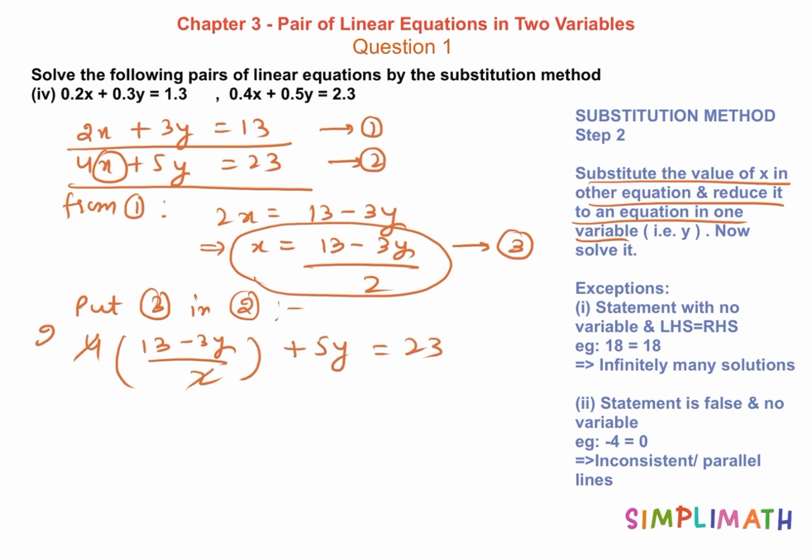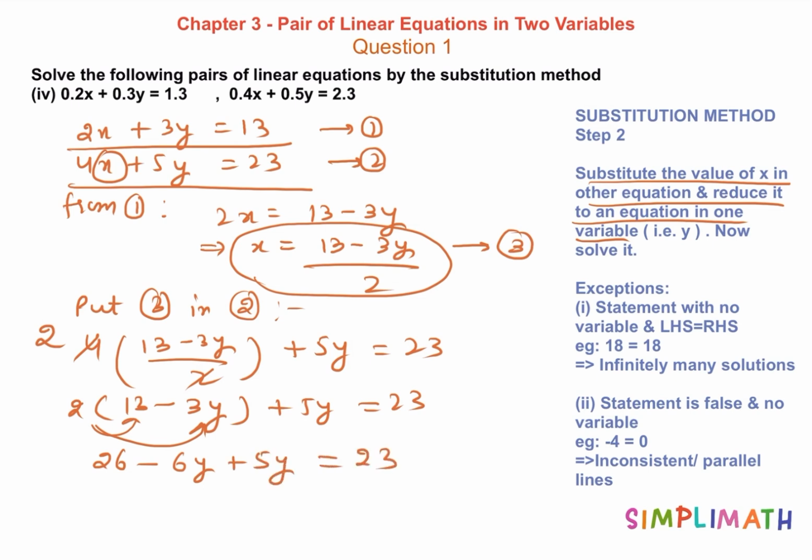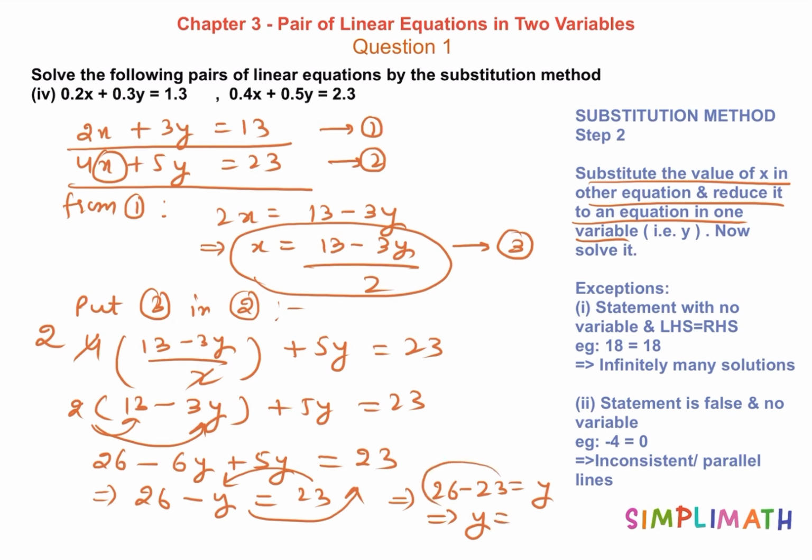So if we cancel this out, we have 2 into (13 minus 3y) plus 5y equals 23. Now let us simplify this. So we have 26 minus 6y plus 5y equals 23. So this can be written as 26 minus y equals 23. If we take y to this side and 23 to this side, what do we get? We get 26 minus 23 equals y. So we can say y equals 3.